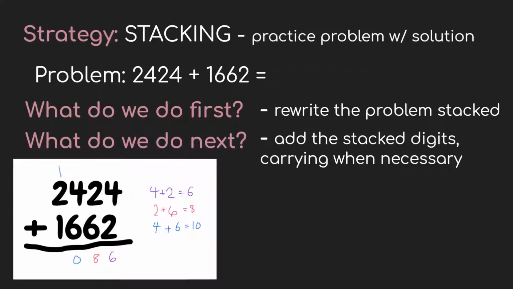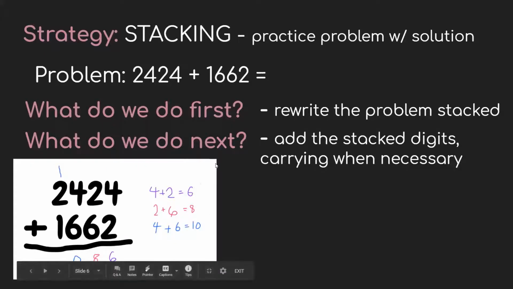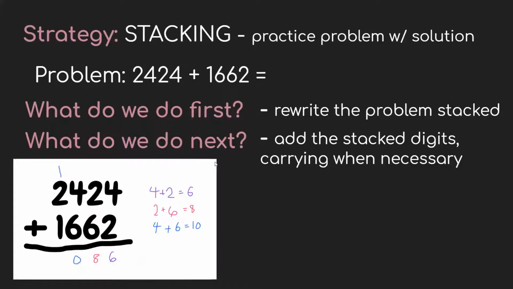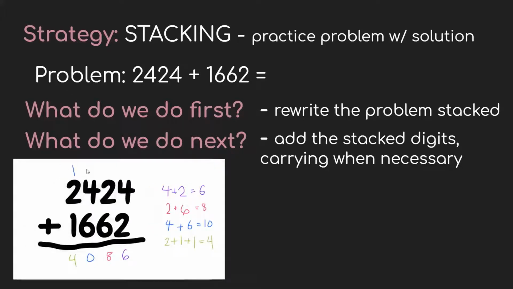4 plus 6 is 10. This time we have a number that is greater than or equal to 10. So we're going to have to carry the 1, and then we're going to write the 0. The 1 is now with the 2 plus 1. So now we move on to those digits, and we have 2 plus 1 plus 1, which is equal to 4. Our final answer is 4,086.